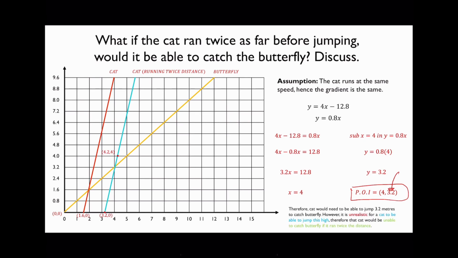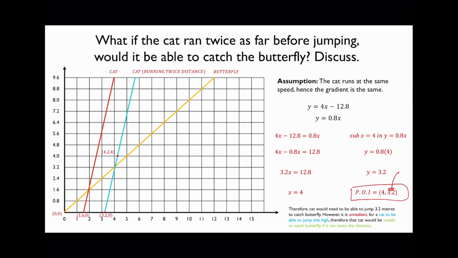So this is how I'd answer the question. I'd say that the cat would need to be able to jump 3.2 meters to catch the butterfly. However, this is an unrealistic value for a cat to be able to jump this high. Hence, it will be unable to catch the butterfly if it ran twice the distance. So that's how you'd answer the final part of this question.